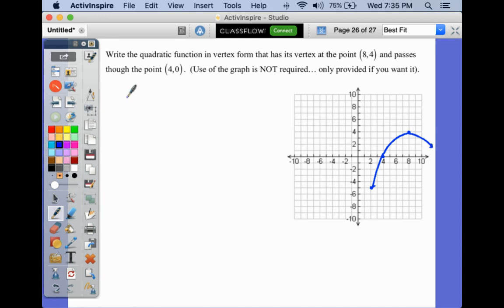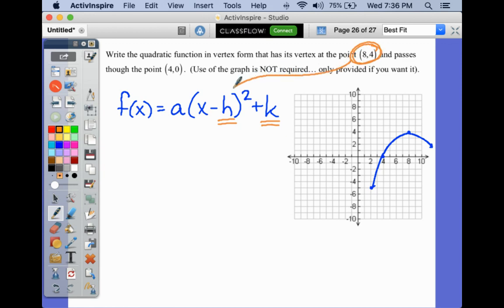So let's start with vertex form. Vertex form is a times quantity x minus h squared plus k. The vertex goes in for h and k. So our point 8, 4 is going into these two spots. So that's going to give me f of x equals a times x minus 8 squared plus 4. Now I need to figure out the scale factor.